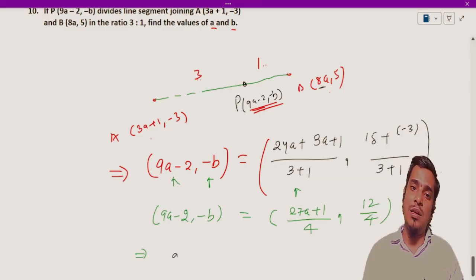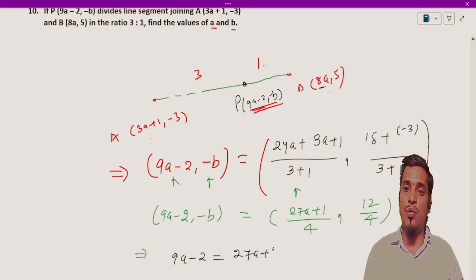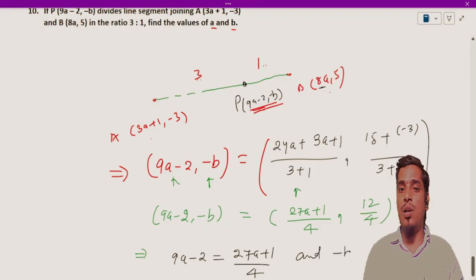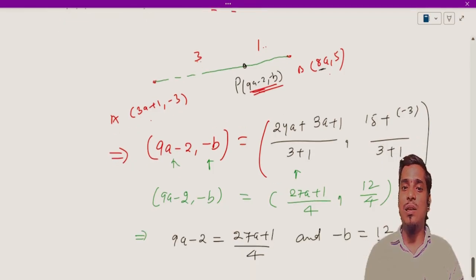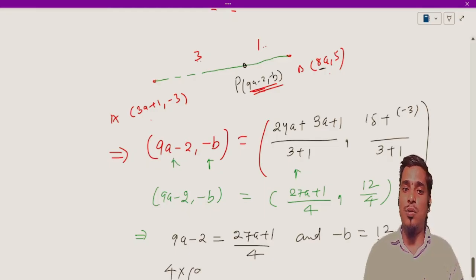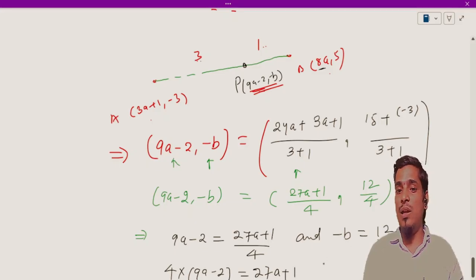So we'll get 9a minus 2 is equal to 27a plus 1 by 4. This is x coordinate equal to x coordinate, and y coordinate, which is minus p, is equal to 12 by 4. Once we simplify this, we'll get this 4 on the left in multiplication. So this 4 into 9a minus 2, and on the right we'll have 27a plus 1. And minus p is equal to 3, if we cancel this 12 by 4, we'll get 3.